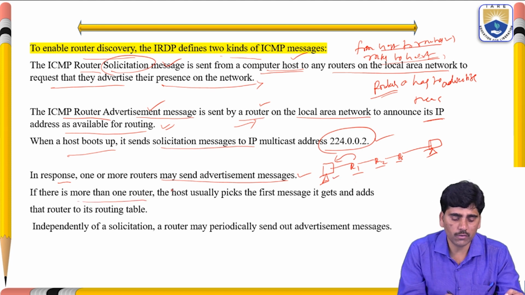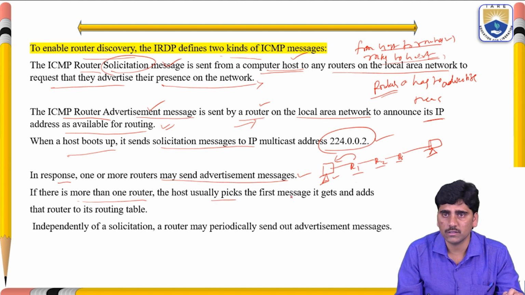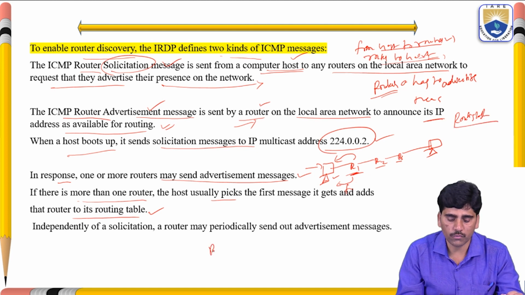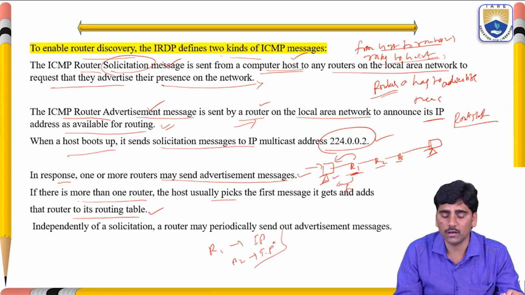So if there is more than one router, the host usually picks the first message. It gets and adds that router into the routing table. The host itself is creating a routing table for all the routers. So router 1 has one IP address, router 2 has one IP address. Like that, it maintains all the router information in the routing table.